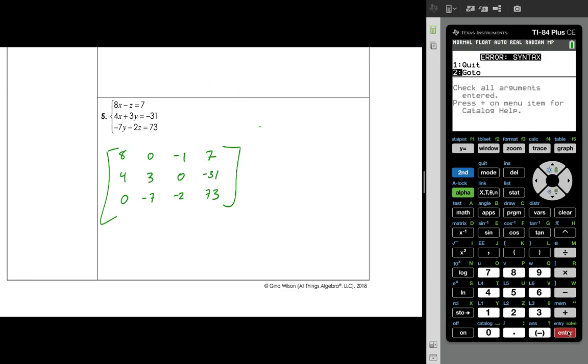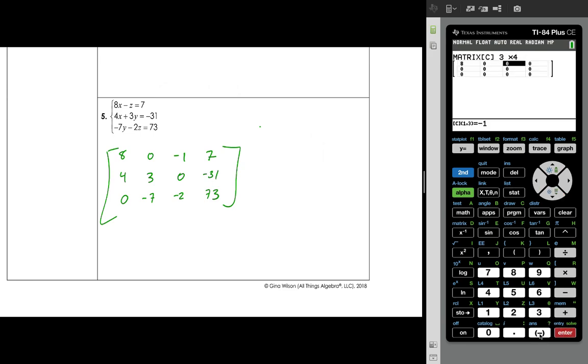So that means that I got 8, 0, -1, 7. There's an error, so let's go to here. So -1, 7. Then I got 4, 3, 0, -31, 0, -7, -2, and 73.